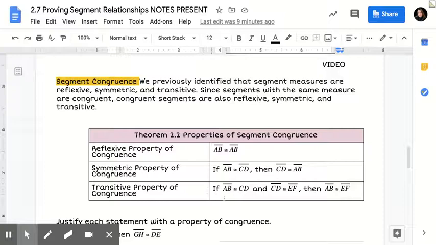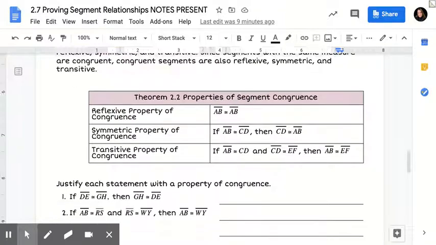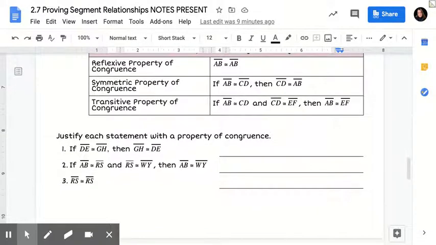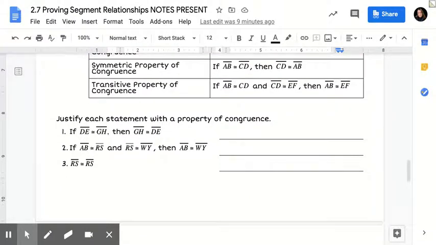And the transitive property says if you have line segment AB congruent to line segment CD, and line segment CD is congruent to line segment EF, then that would mean that line segment AB is congruent to line segment EF. So keeping those in mind, we want to see which property of congruence is being used here. This would be a good place for a quick pause, and then come back and check yourself.